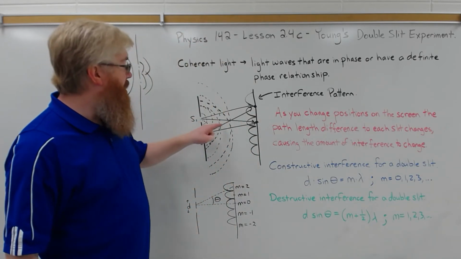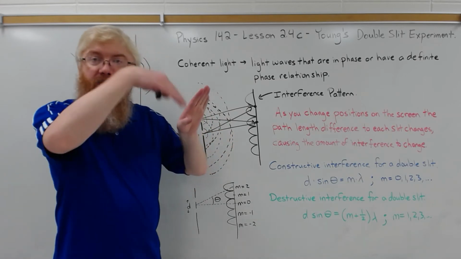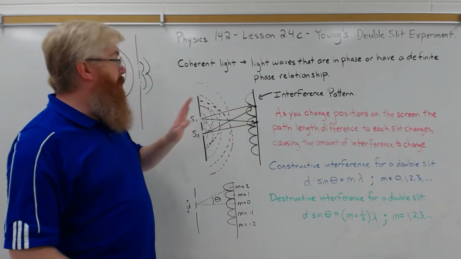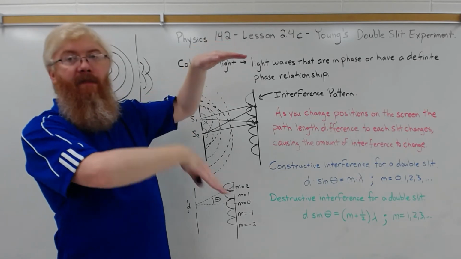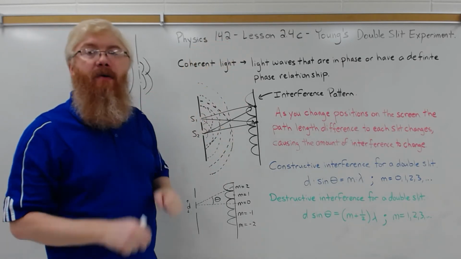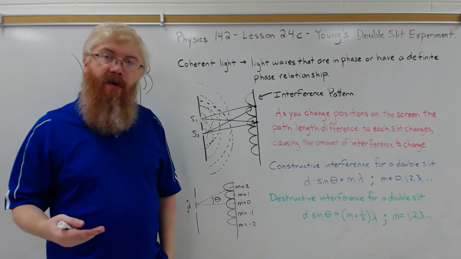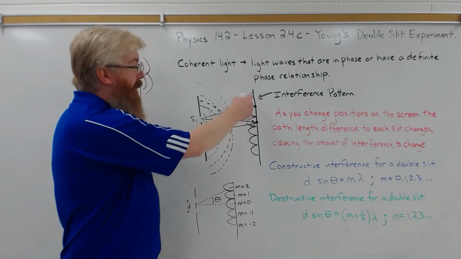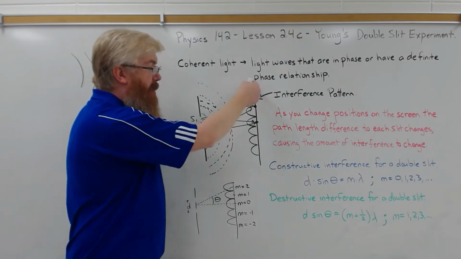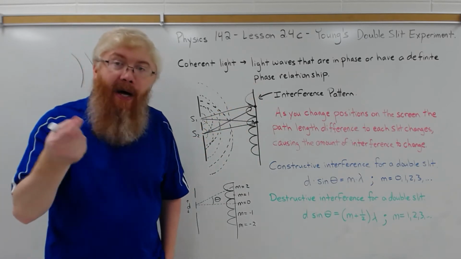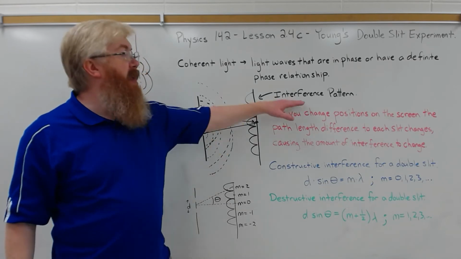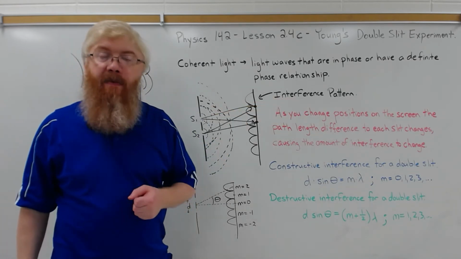Since the light from slit 2 has to travel further, it goes through more wavelengths. And when they meet up at that point, slit number 1 might be at a peak, slit number 2 might be at a trough. So when you combine those, you get destructive interference, or in this case, fully destructive interference. So depending on where you are on this screen, you will either get a bright spot or a dark absence of light. And that's called an interference pattern, and your book shows some examples of that.